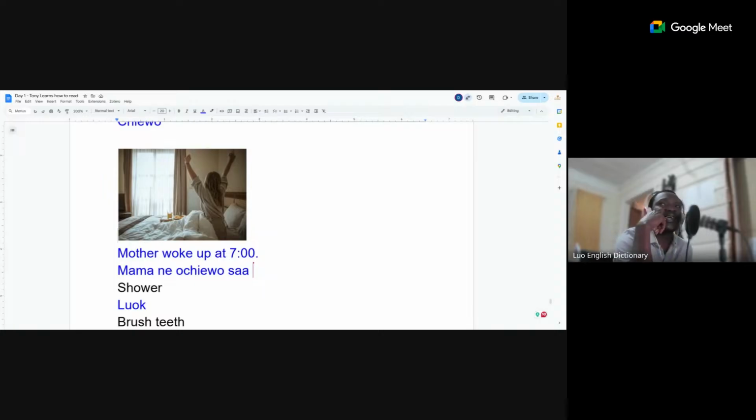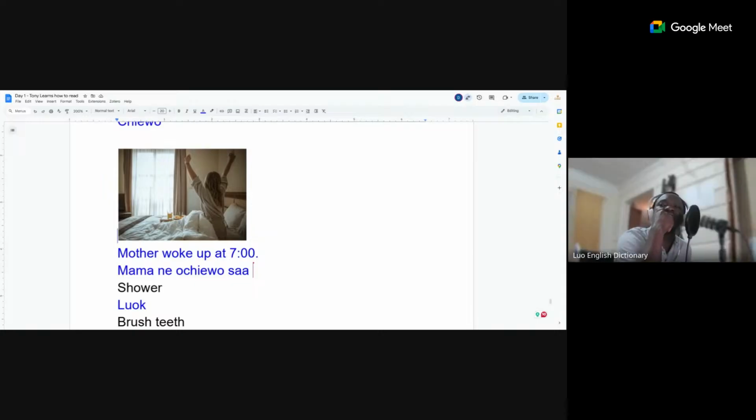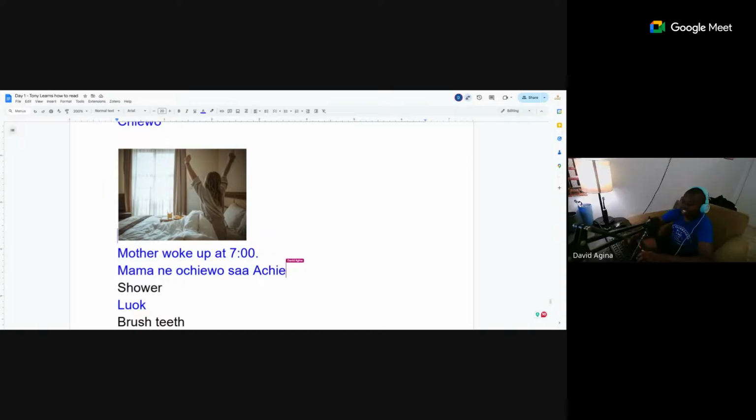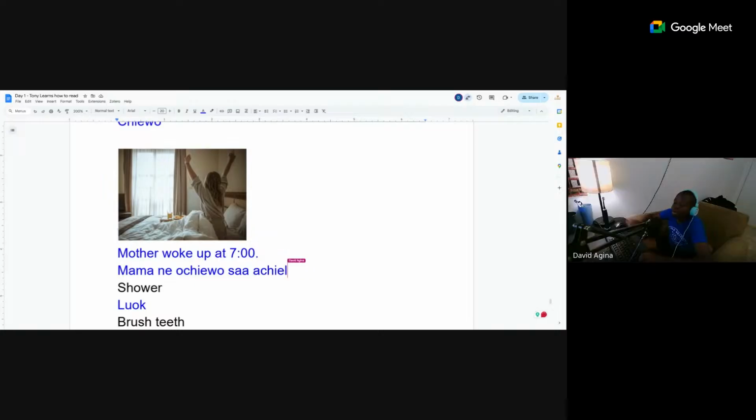And viewers, just as I was saying, in the Luo language, time is the opposite of whatever time it is on the clock. So 7 would be 1 o'clock, 8 would be 2 o'clock, 9 would be 3 o'clock. Just keep on doing it like that. Let's see if he gets it. It's 1 o'clock. And what is 1 o'clock in Luo? Achiel. Yes. So can you say that in the entire sentence? Mama ne ochiewo sa achiel.